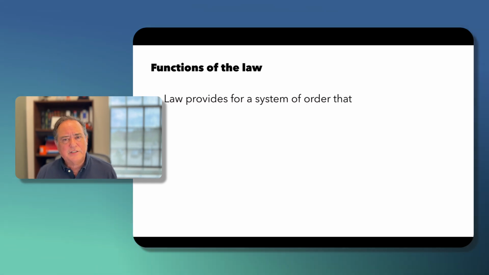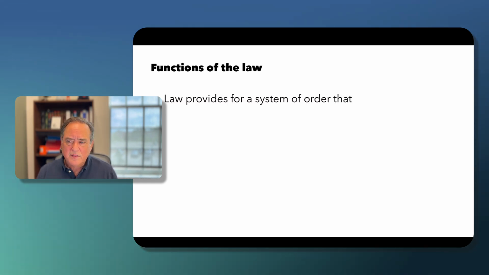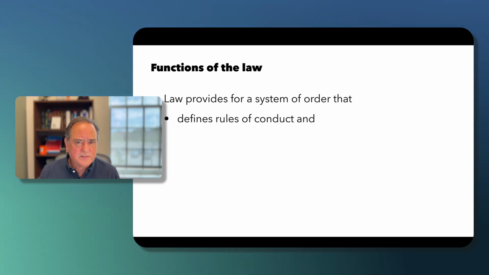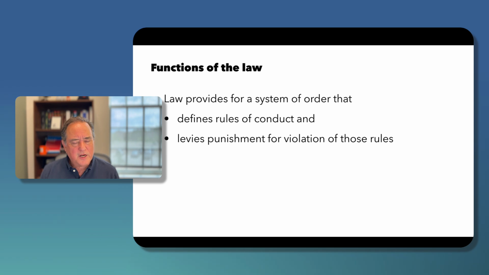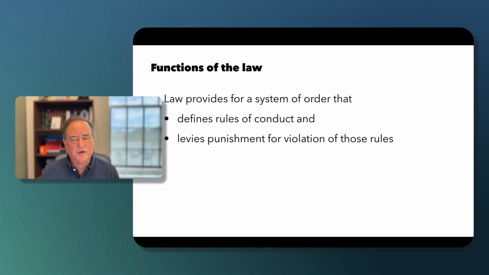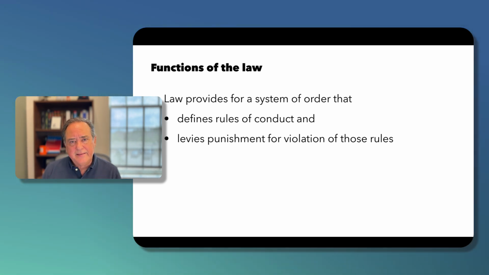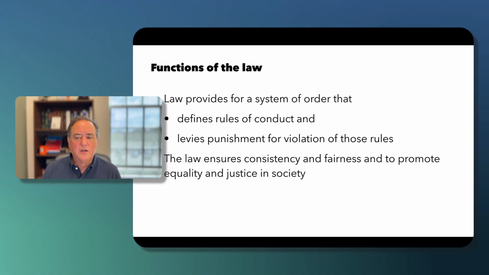Law provides for a system of order that defines rules of conduct and levies punishment for violation of those rules. Once again, we see the substantive and procedural aspects of the law. And what the law is doing is it ensures consistency and fairness in order to promote equality and justice in society.